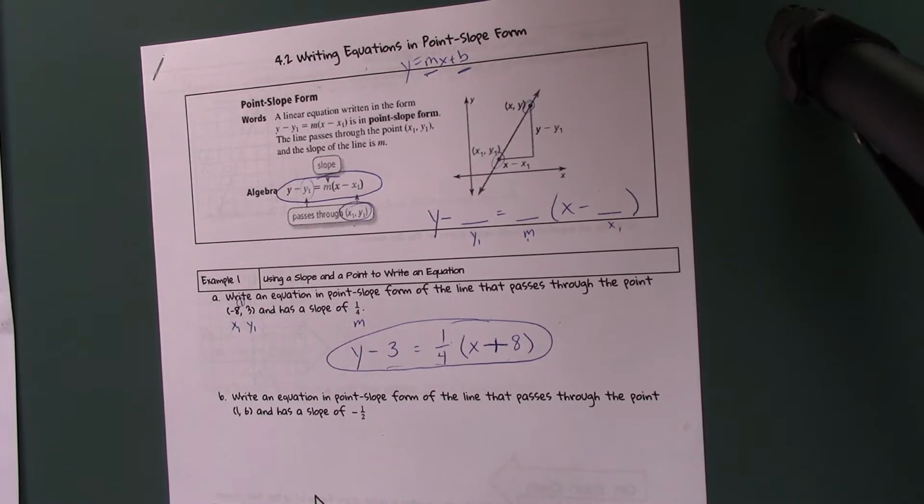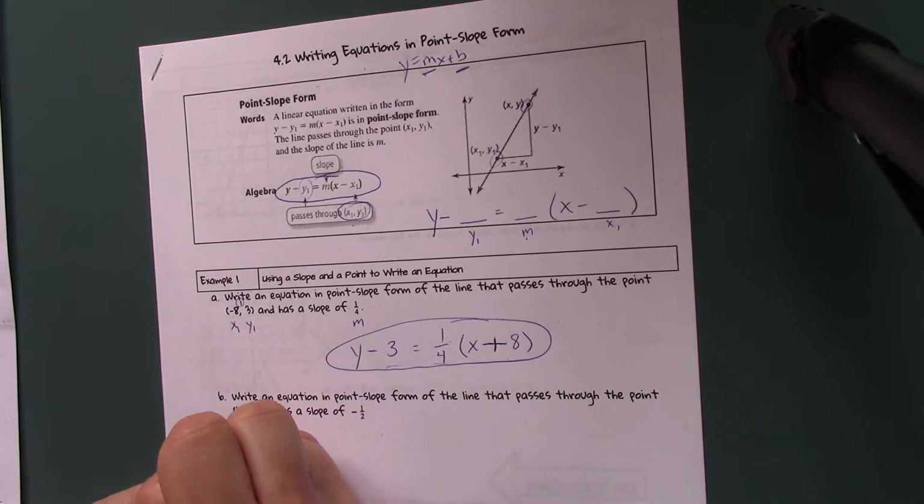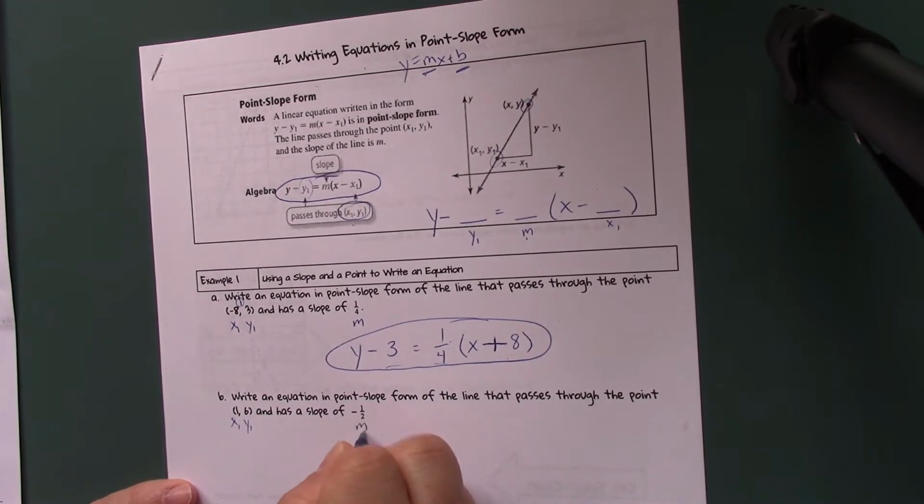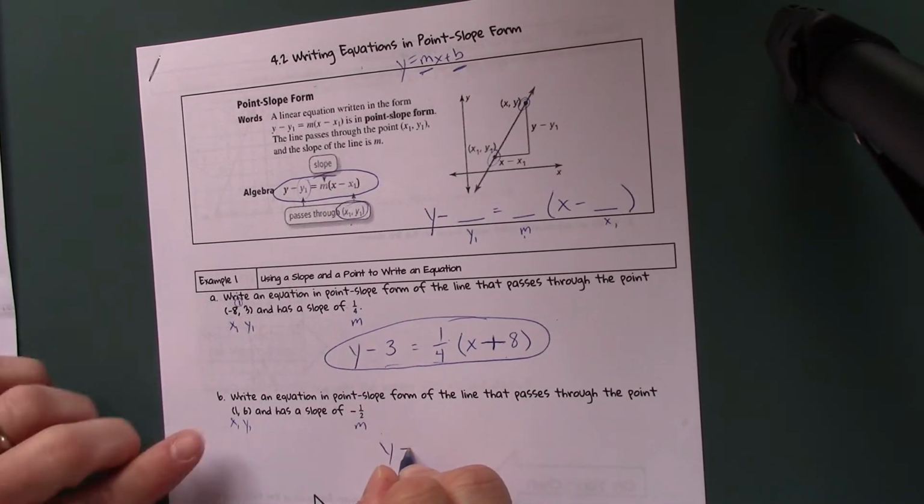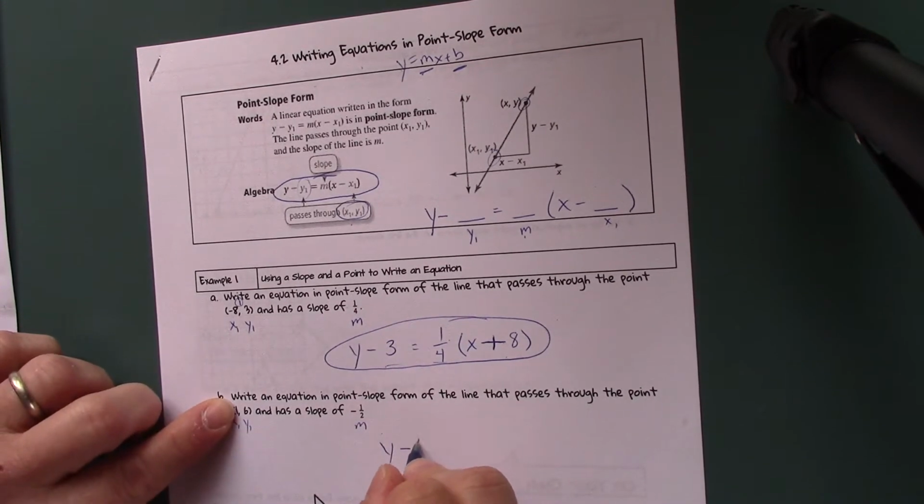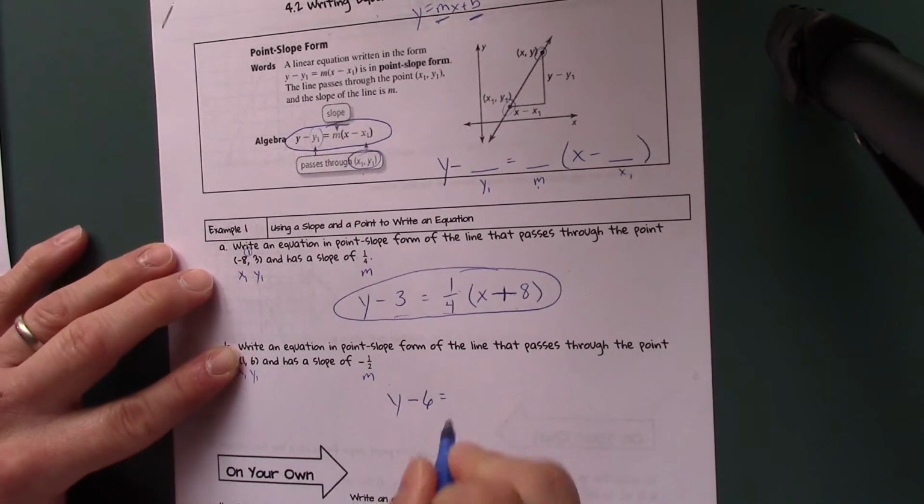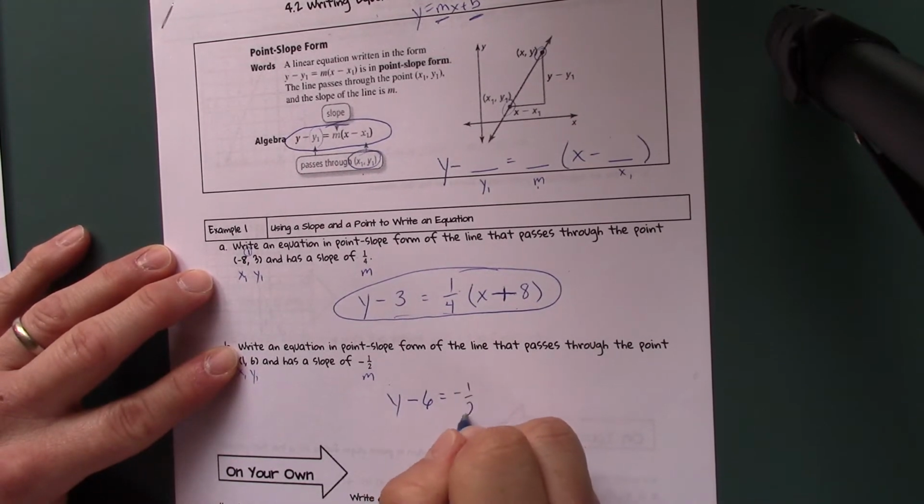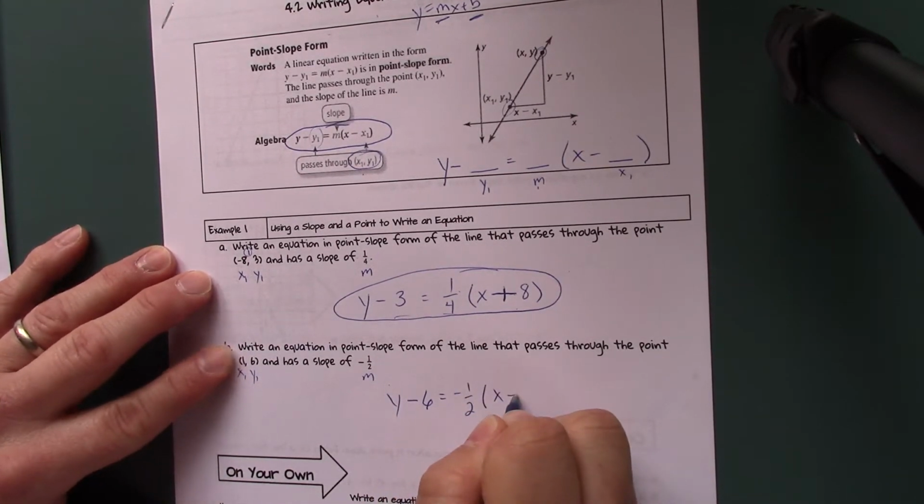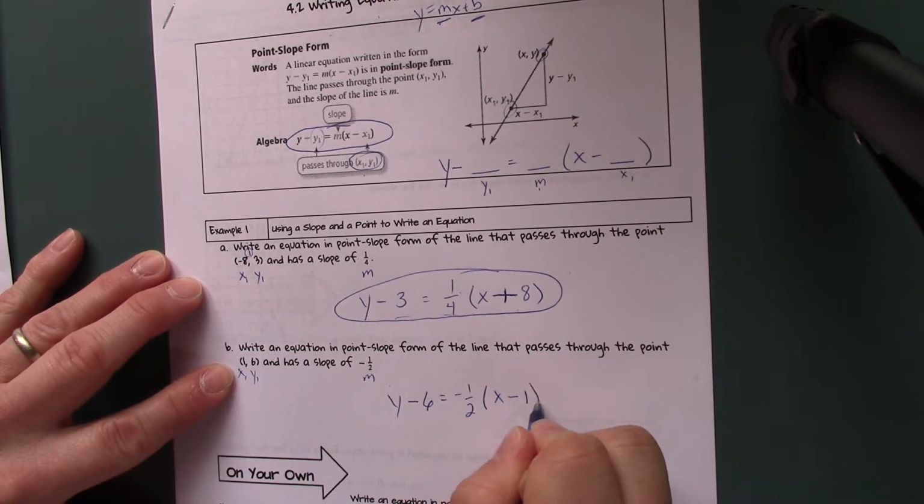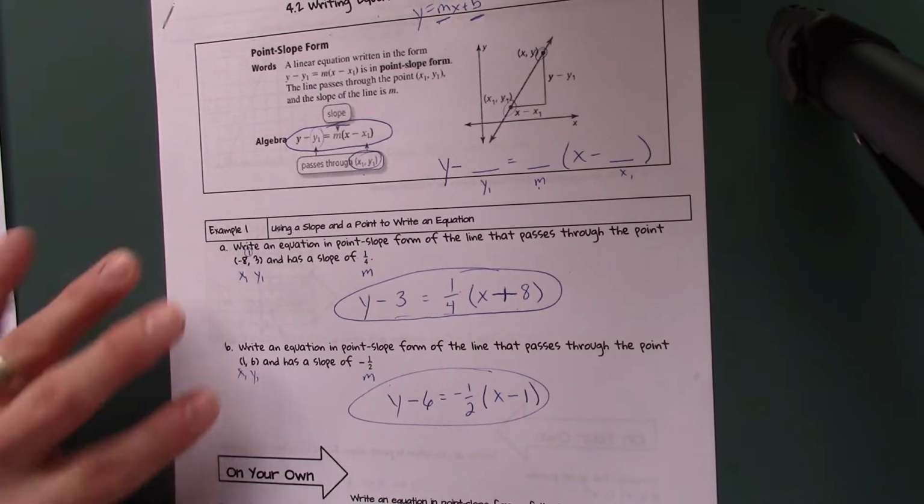I'm going to try one more. Again, this is x and y. We'll call that x1, y1. This is my slope. So y minus y1, which is 6, equals the slope times x minus x1, which in this case is 1. And that's it. It is that easy.